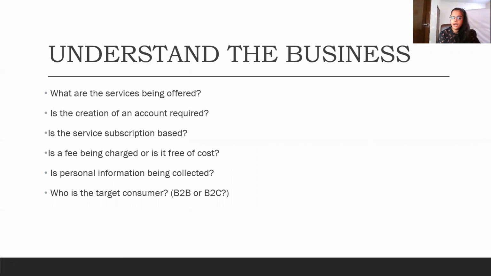Now, before you sit down and draft the terms and conditions document, the most critical thing is to understand the business. Now, what are the services being offered? So before you sit down and draft a terms and conditions document, you need to understand what are you drafting? What is the thing that these terms and conditions are going to regulate?